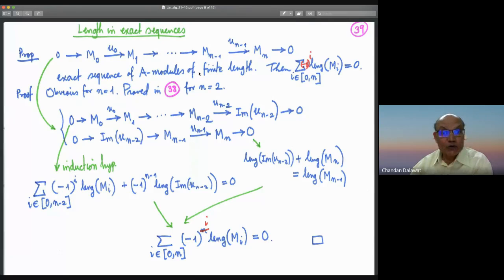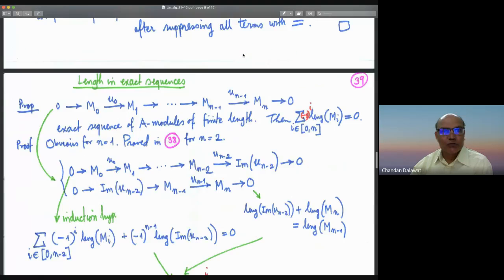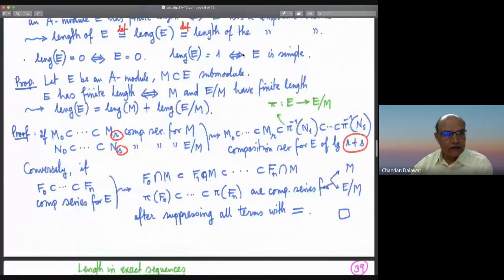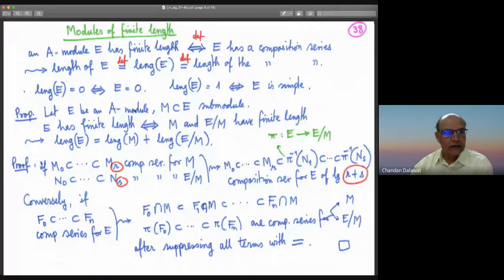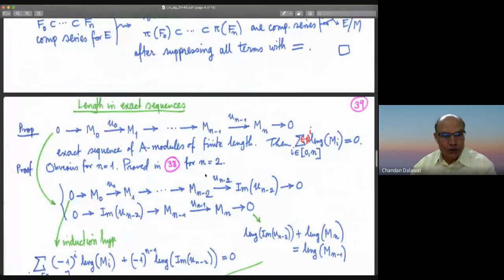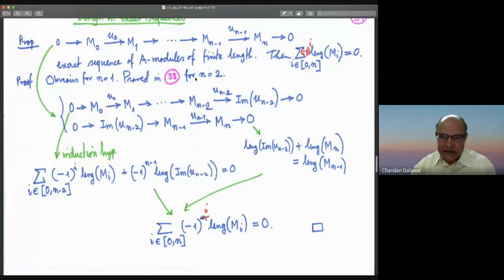What happens for n equal to 2? For n equal to 2, you get a short exact sequence like the one here. I didn't write it as a short exact sequence, but M is a submodule and the quotient is E modulo M. So 0 to M to E to E modulo M, that's a short exact sequence of length 2. I mean, n equal to 2 here. And we have proved it for this case, n equal to 2. So let's use induction on n.